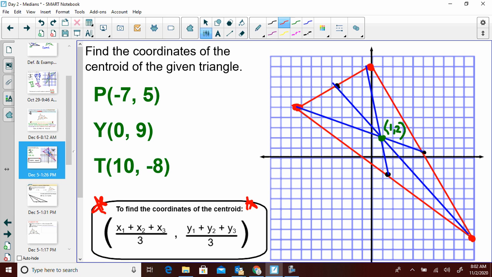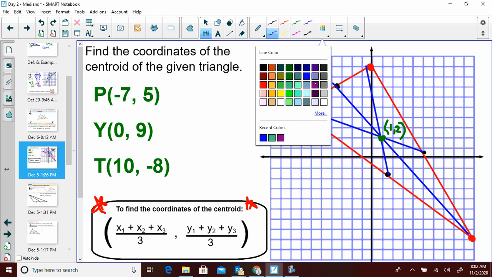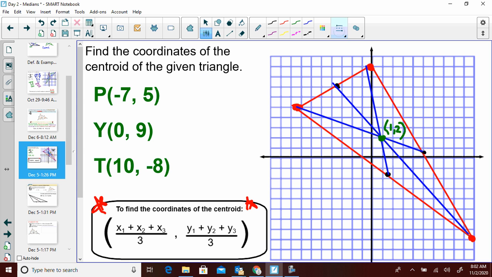You're basically taking the average of the x's and the average of the y's. Similar to when we would find the midpoint, but the midpoint's only 2. This is actually a triangle, so it's 3. So to find this point 1, 2, if we add up all the x's and divide by 3, and then add up all the y's and divide by 3, we will get that point.